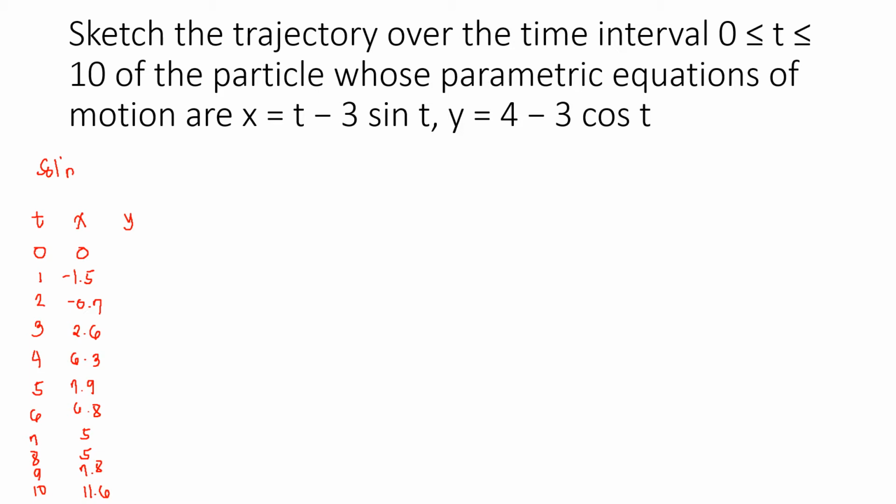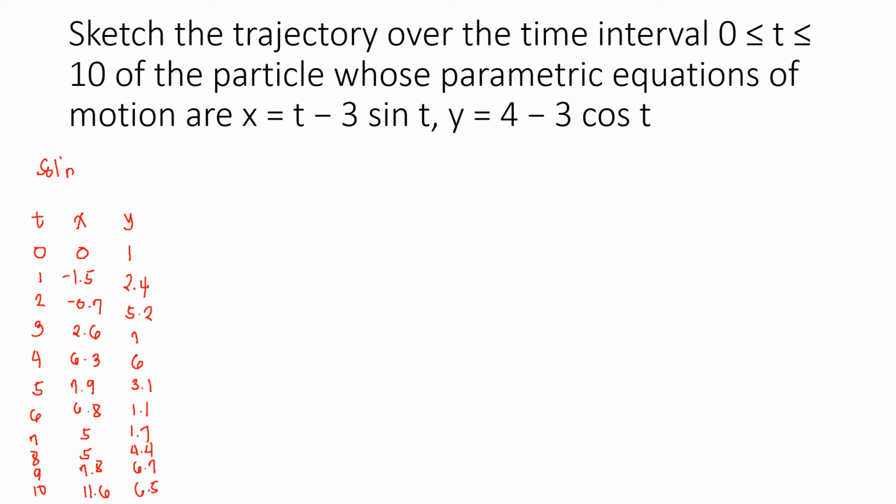Using the equation, if t is 0, cosine 0 is equal to 1, so y is 1. If t is 1, 4 minus 3 cosine 1, using your calculator, is 2.4. Then 5.2, then 7, then 6, then 3.1, 1.1, 1.7, 4.4, 6.7, and 6.5.